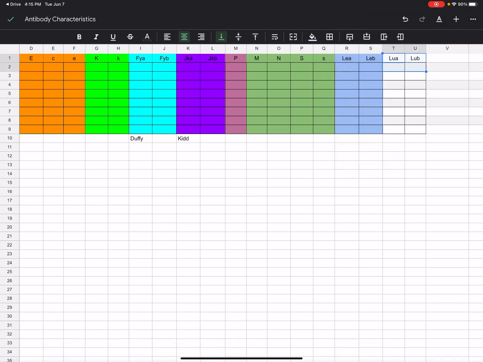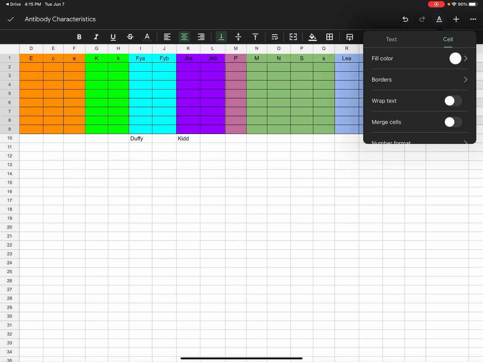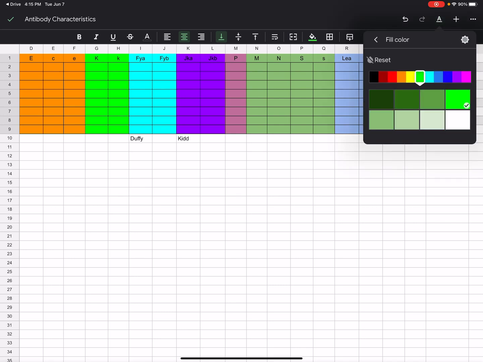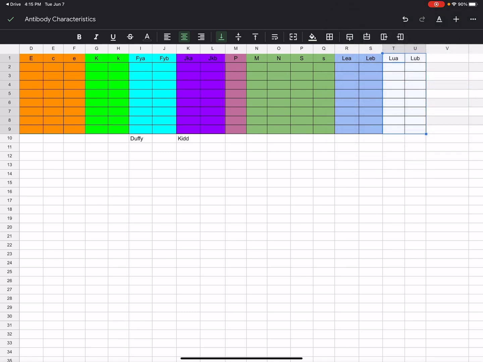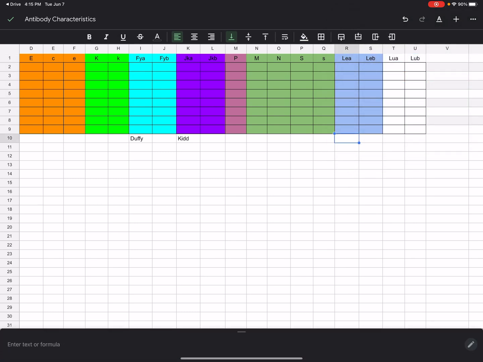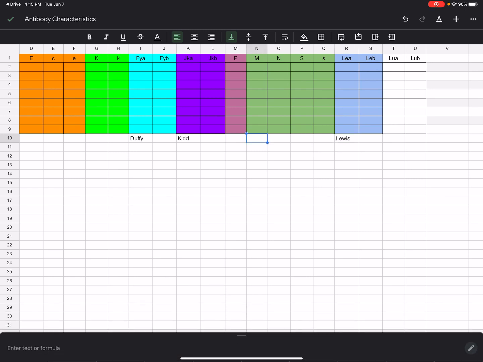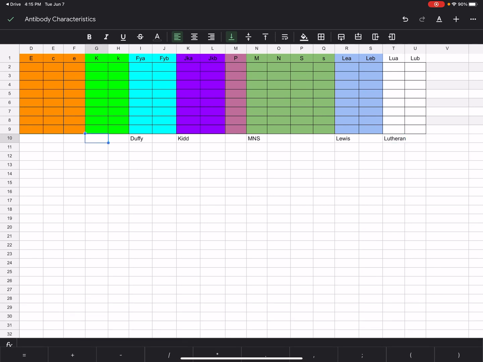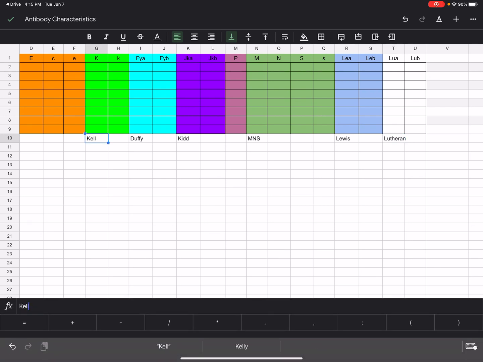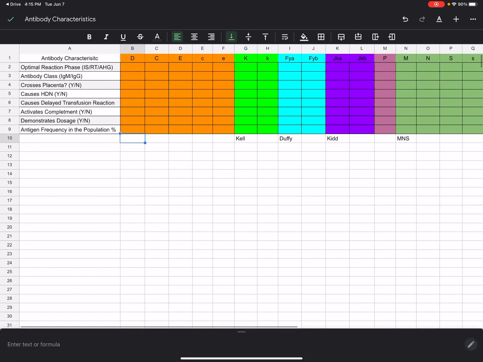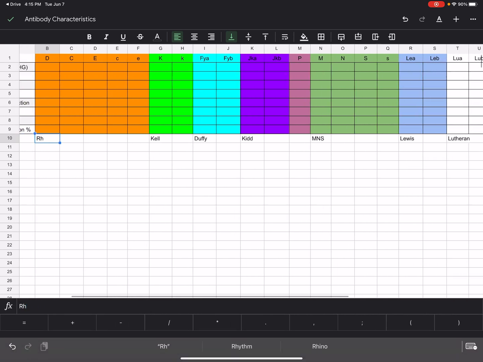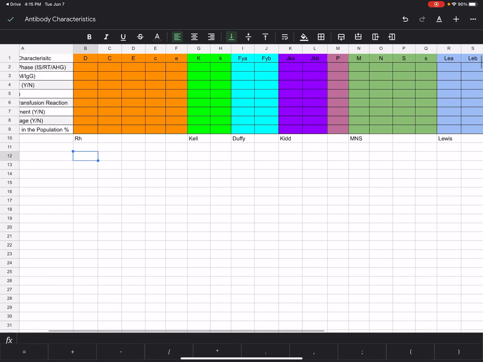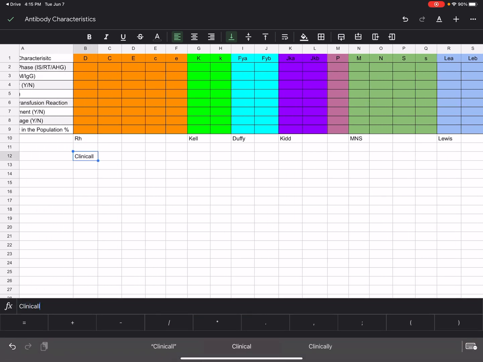And then you've got Lutheran. The Lutheran system is clinically insignificant for the most part. They're not that big of a deal. So this is Lewis. This is the MNS system. This is Lutheran. Kell, and obviously RH back here. We know that. These are the main blood group systems that we're going to be talking about for the remainder of the course. These are clinically significant.